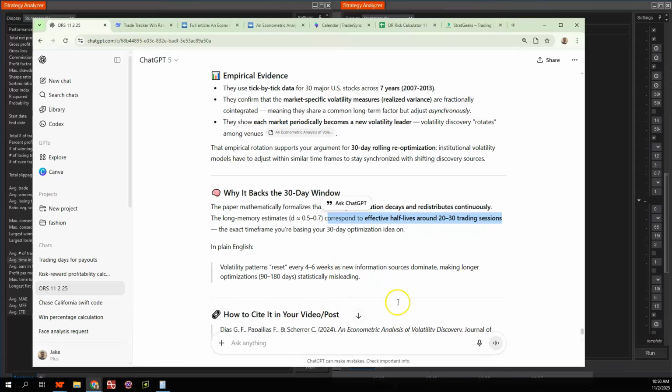In plain English, volatility patterns reset every 4 to 6 weeks as new information sources dominate, making longer optimizations, 90 to 180 days, statistically misleading. So that's why I'm like, maybe I should have just been doing 30-day optimizations from the beginning.